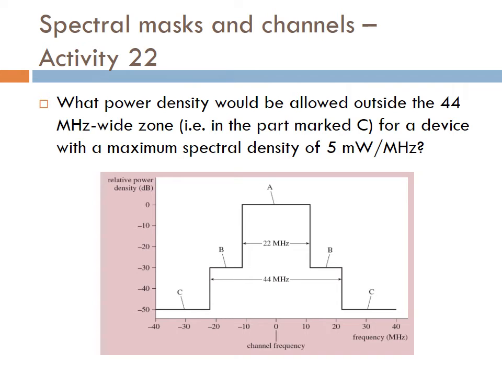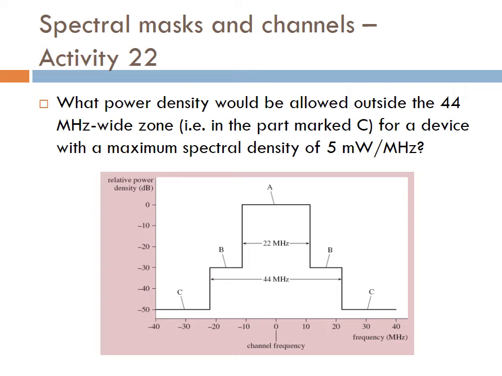So we can take another exercise for the same spectral mask to calculate the power density allowed outside the 44 megahertz zone, for a device with a maximum spectral density of 5 milliwatt per megahertz. So 5 milliwatt per megahertz is the maximum power density, represented by 0 dB on the vertical axis. In region B, which is minus 30 dB smaller than the maximum value, this means 1000 times smaller than 5 milliwatt per megahertz, so it will be 5 microwatt per megahertz as power spectral density.